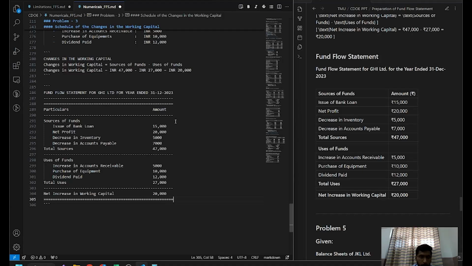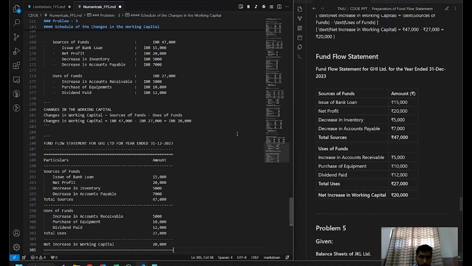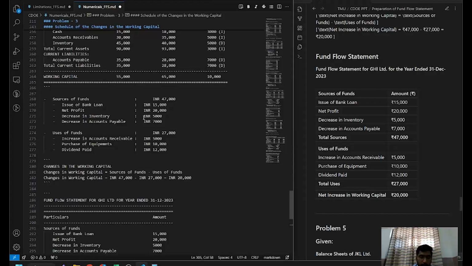So this is it. This is problem number three. I hope you are understanding this practice session of the fund flow statements.